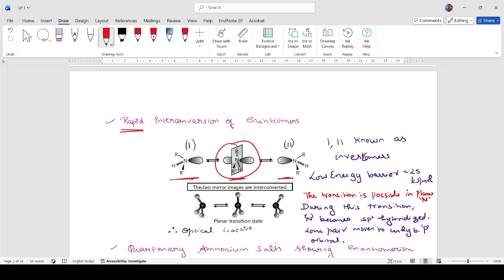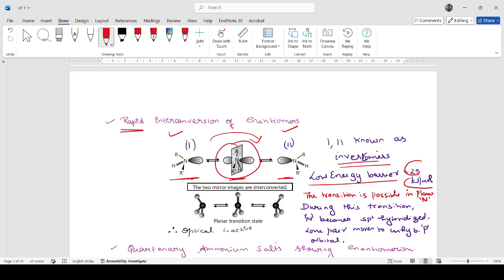First, the energy required for this transition is very low. The energy barrier is 25 kilojoule per mole, so it flips itself very fast. This flipping leads them to show forms 1 and 2 as well, and these are called invertomers because they invert themselves. Because the energy is very low, they invert themselves at room temperature itself.